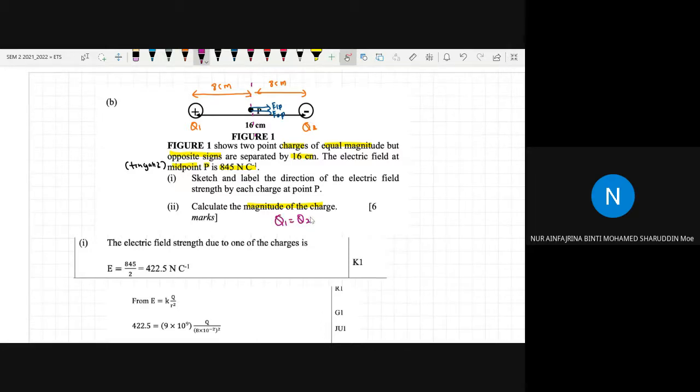Jadi bila Miss nak calculate, Miss akan kira satu sahaja. Maybe Miss akan kira untuk Q1. Okay, maybe Miss akan kira untuk yang bahagian ini sahaja, Q2. So what I'm going to do, I tahu dia punya electric field strength adalah 845. So Miss akan bahagi dua sahaja. Sebab apa? Sebab dia dekat midpoint. So kita akan dapat electric field dia 422.5 Newton per Coulomb.